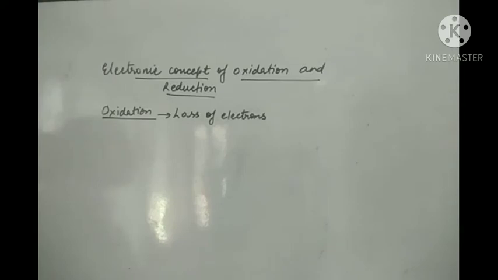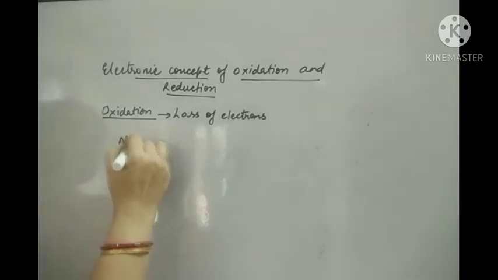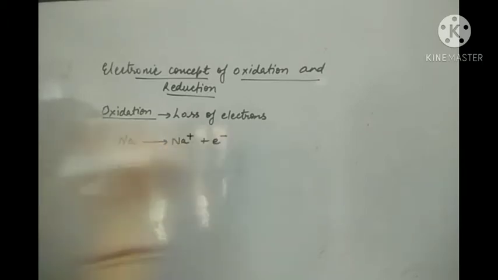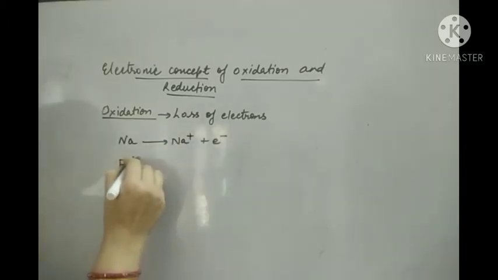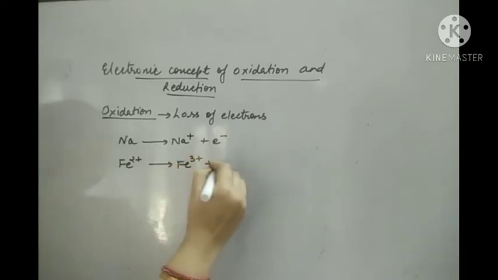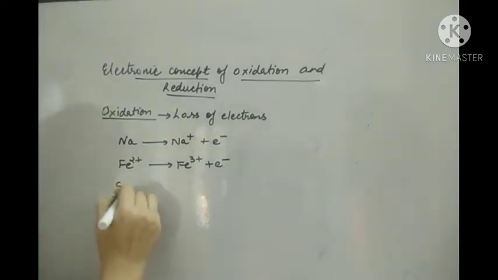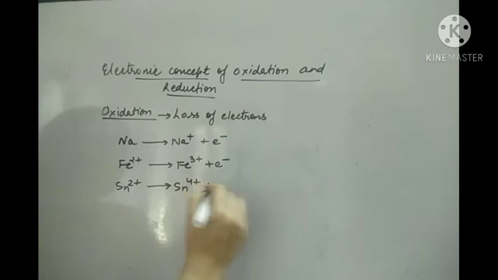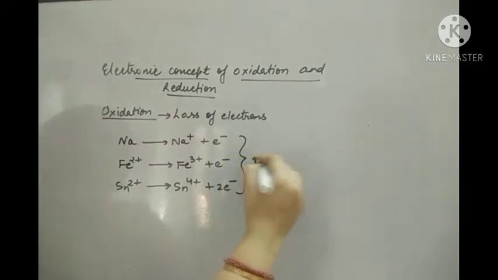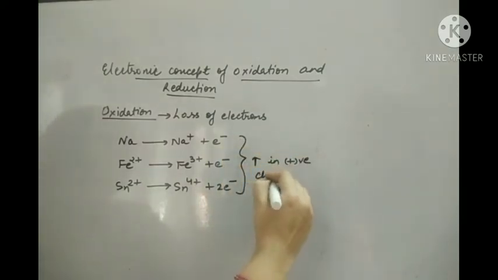Now oxidation means loss of electrons. Whenever any atom or group of atoms loses electrons, this process is known as oxidation. Suppose we have sodium, it is changed to Na plus plus an electron. This process is oxidation. Suppose we have Fe2 plus, it changes to Fe3 plus by losing one electron. This is oxidation. The next is, suppose we have Sn2 plus, it changes to Sn4 plus plus 2 electrons. This process is oxidation. So oxidation means loss of electrons, and when the electrons are lost, the positive charge increases. So increase in positive charge is oxidation.